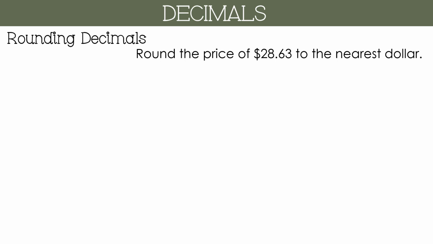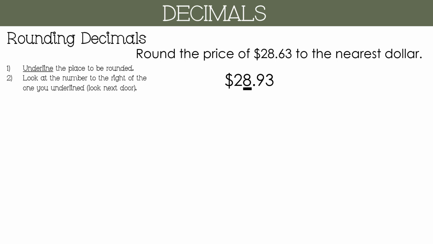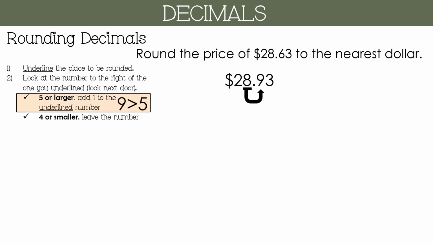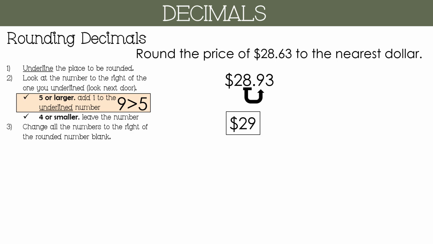All right, let's see how you did. Well, the first thing we need to do is underline the dollar amount. That's the 8. Next, we look to the number next door, which is a 9. We have to decide, is 9 5 or larger, or is it 4 or smaller? Well, in this case, 9 is 5 or larger. So we're going to actually add 1 to the 8. So $28.93 rounds up to $29. Now don't freak out. You can also write it like this, $29.